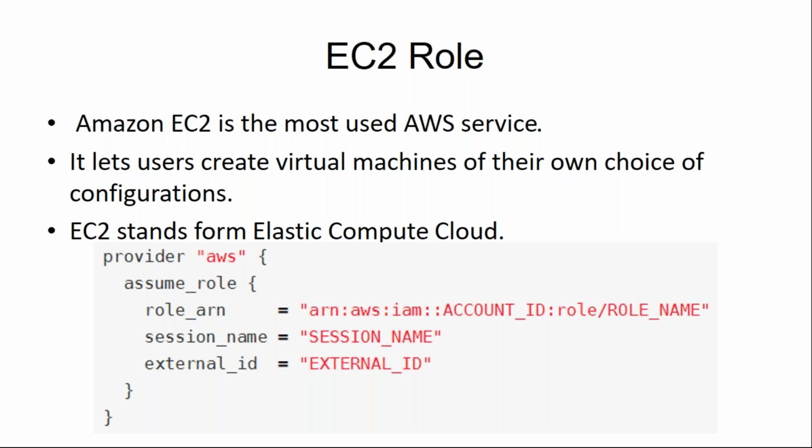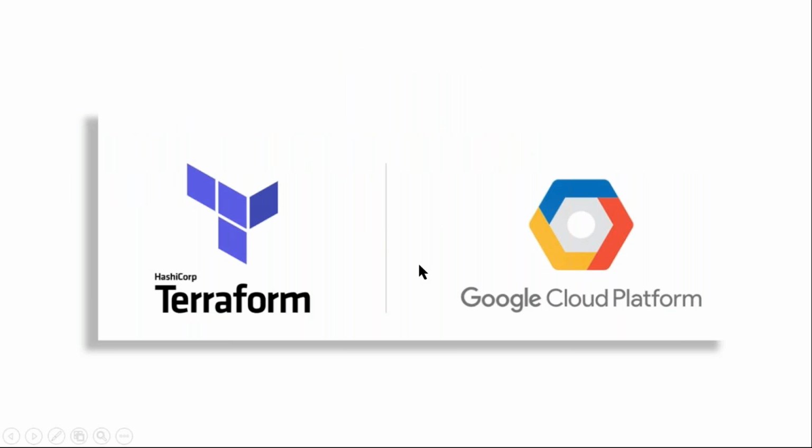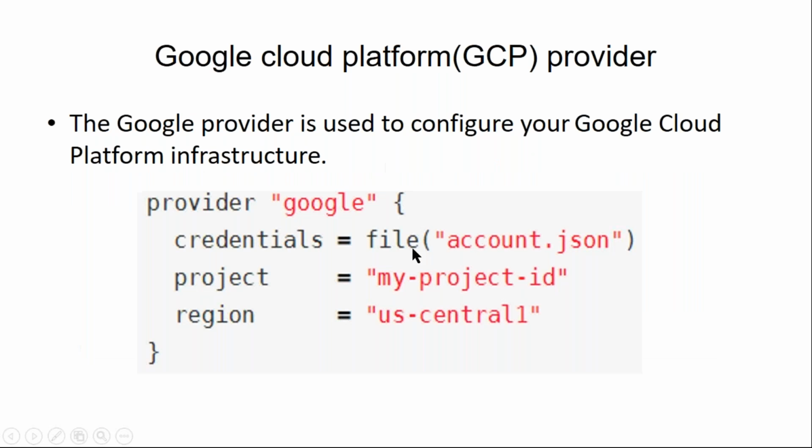EC2 is going to use the assume role, with role ARN, session name, and external ID. These are the values you have to provide. Whenever you go for the role creation, you will get all those things: account ID, role name, session name, external ID. All these values come from the EC2 role. That is about the AWS accessing part.